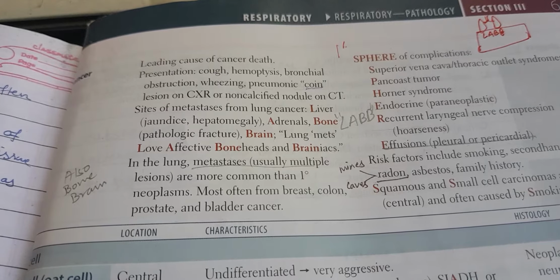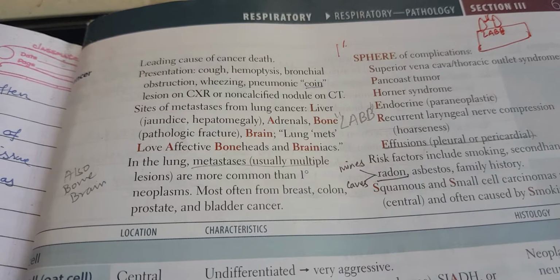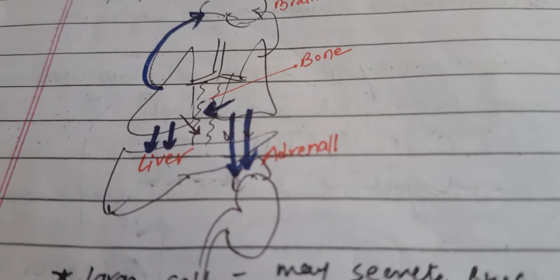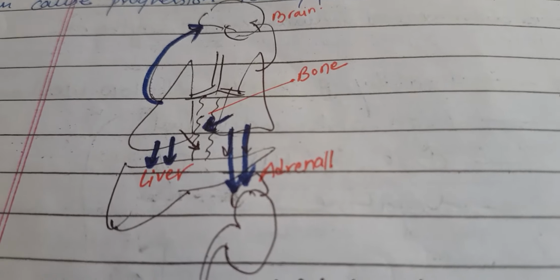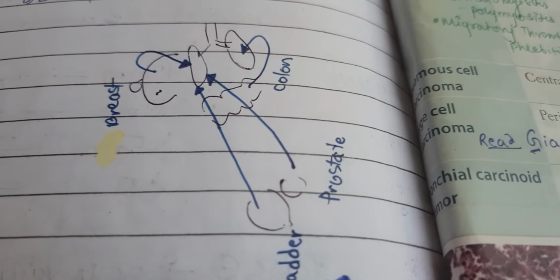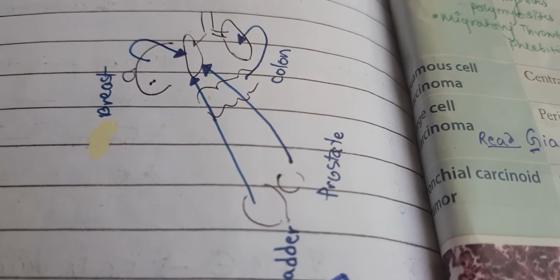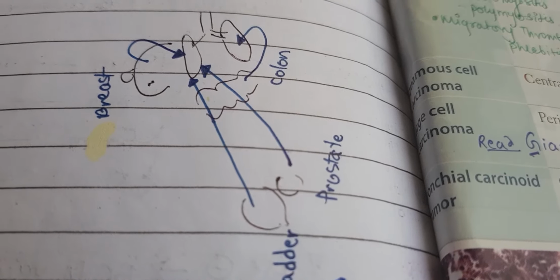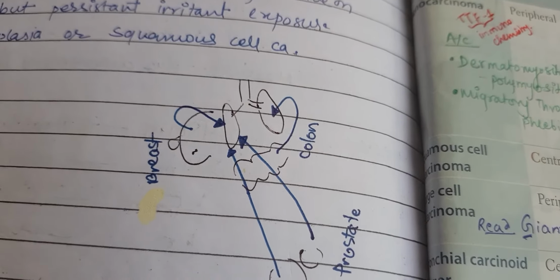Sites of metastasis from the lung cancer include liver, adrenal, bone, and brain. Okay, which is remembered by LABB, or also you can refer to my image. You see, it can either fall down into liver or adrenal, or it can go to the bone or brain. But if they ask you what are the things that can metastasize into the lungs, those are either breast, colon, or bladder and prostate. Okay, so bladder and prostate, or breast and colon.